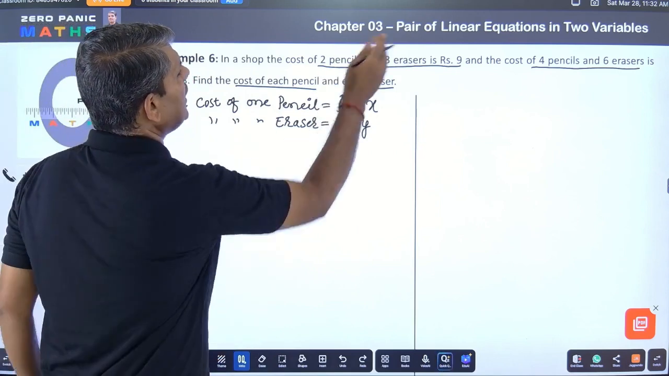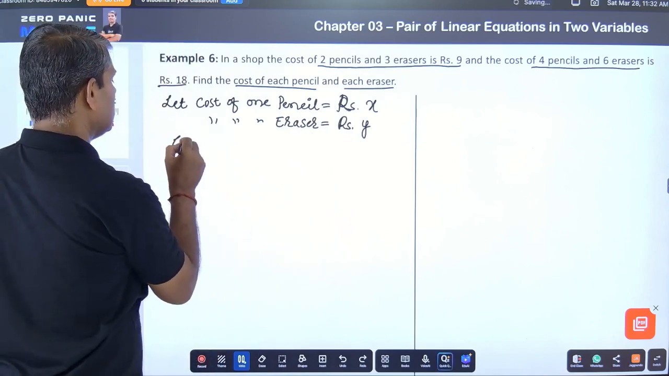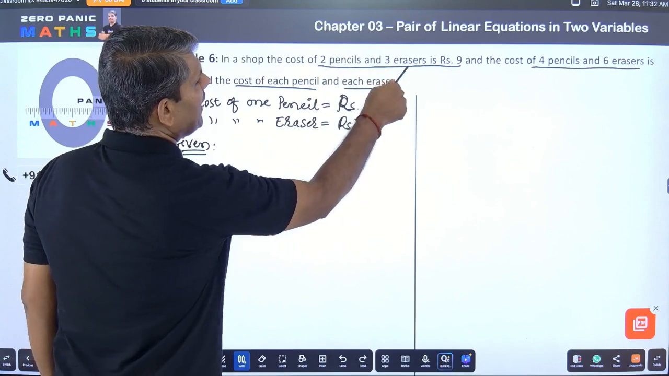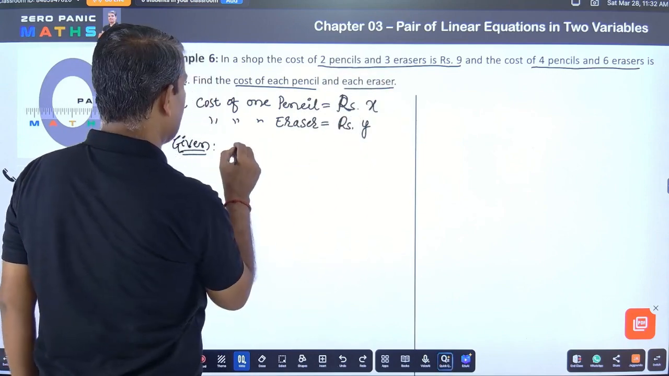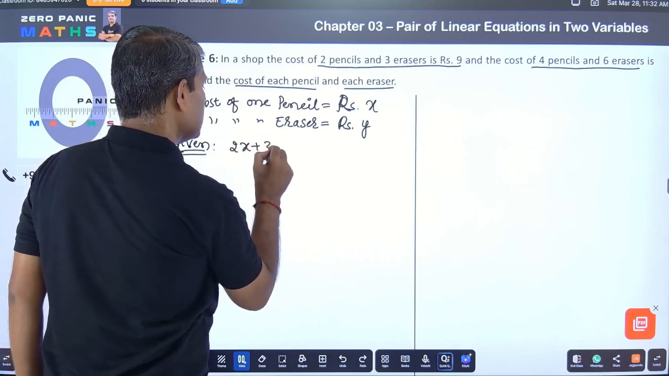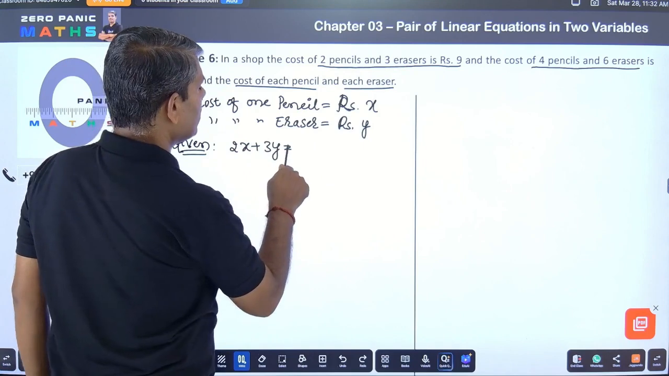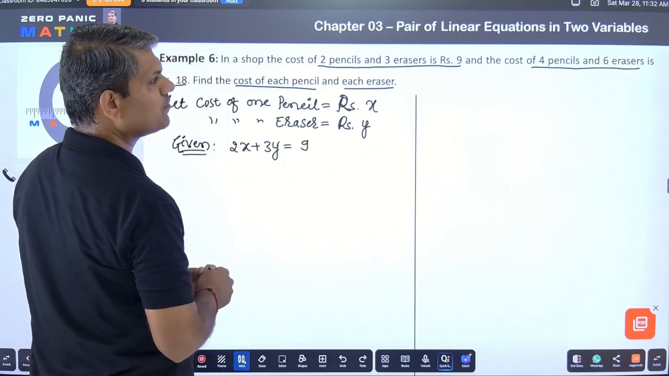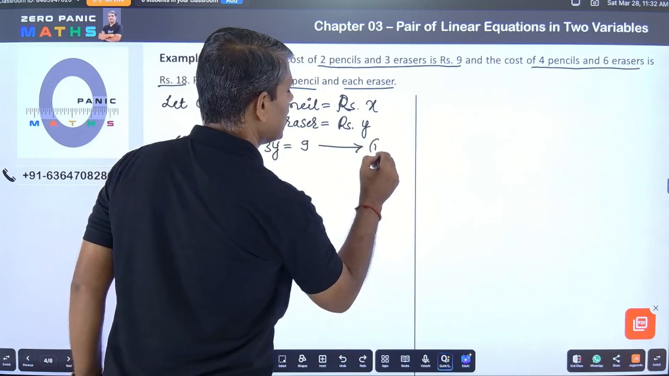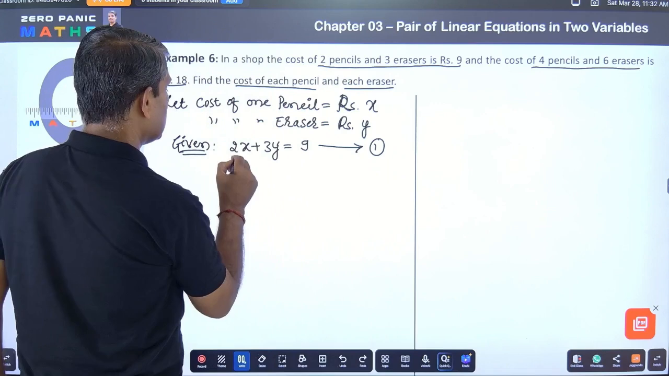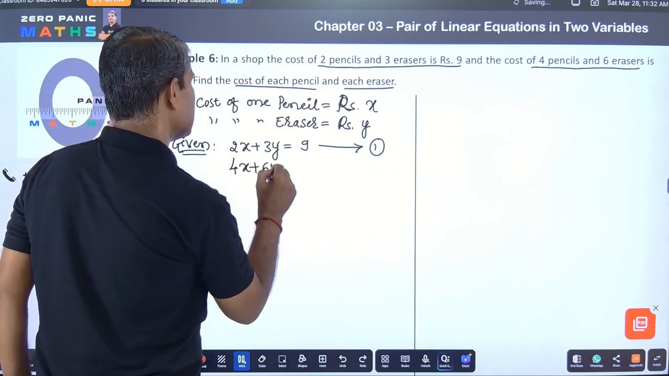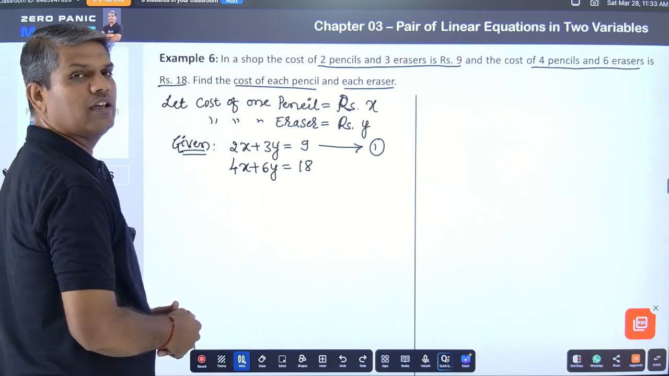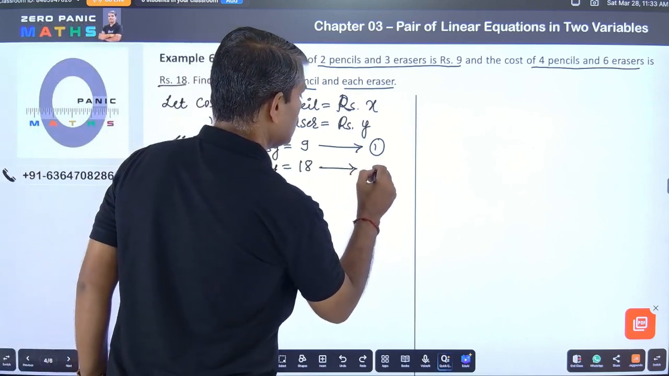Okay, now what is the condition given? With x and y as costs, given is 2 pencils plus 3 erasers, that is 2x plus 3y is equal to what? 9. That is equation 1. Let us write this as equation 1. 4 pencils, that is 4x, plus 6 erasers, 6y is equal to 18. Equation 2.